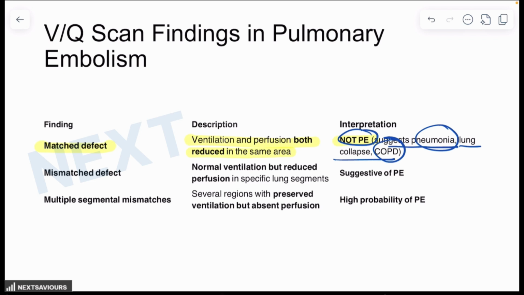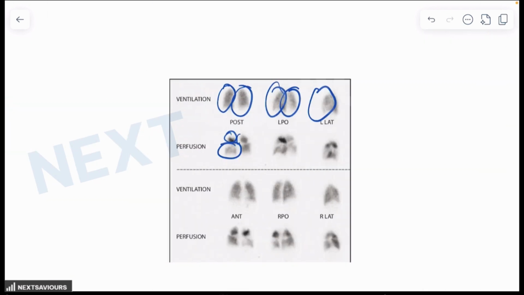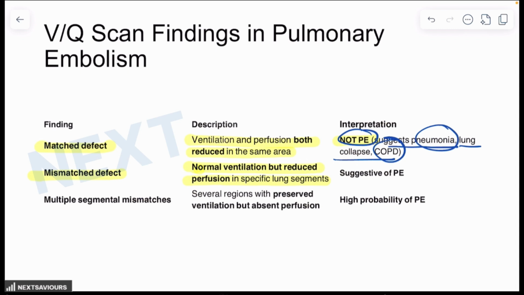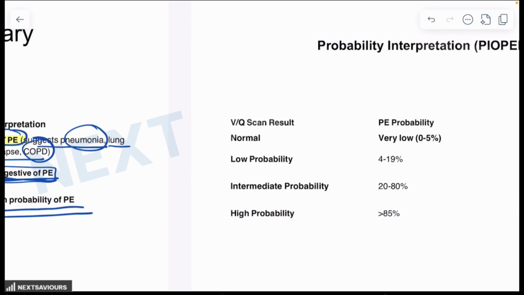But if there is a mismatched defect, that means ventilation is absolutely normal but reduced perfusion in specific lung segments, as we have seen in these cases, then it is highly suggestive of pulmonary embolism. Now, if this happens in multiple segments, then it is having a high probability of the pulmonary embolism. So hope you have understood the role of this ventilation perfusion scan findings in pulmonary embolism.